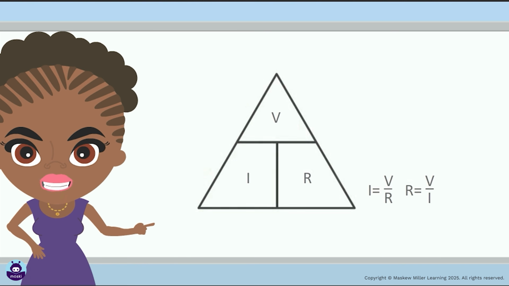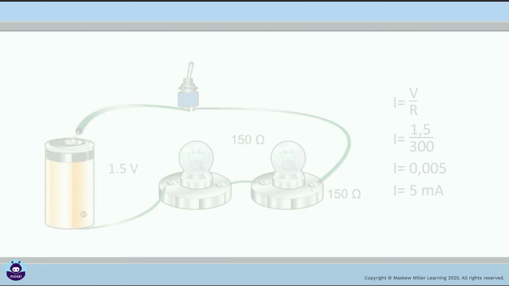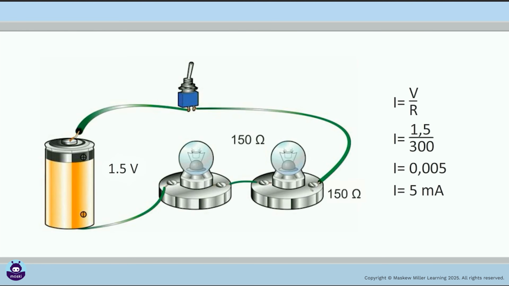other bottom value. Here is an example of a circuit with a 150 ohm resistor and a 150 ohm lamp. When we connect a 9-volt battery, we can calculate the current to be 30 milliamperes. If we instead connect a 1.5-volt battery, the current is 5 milliamperes. Notice how the current decreased when we decreased the voltage, just as Ohm's law predicts.